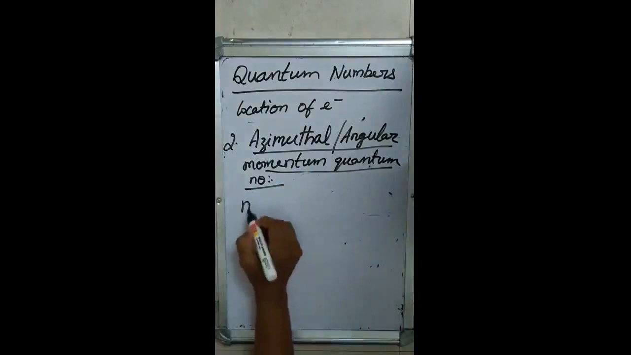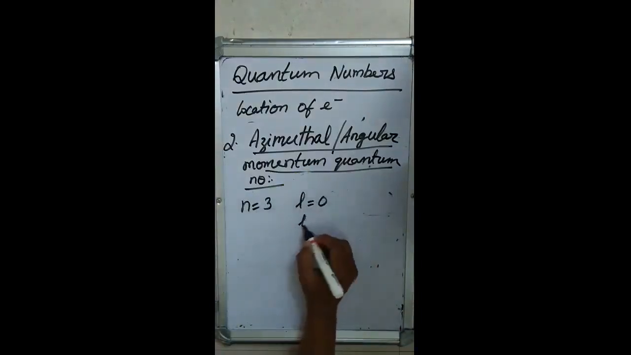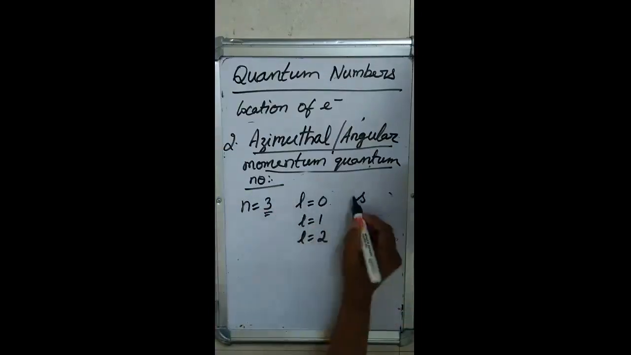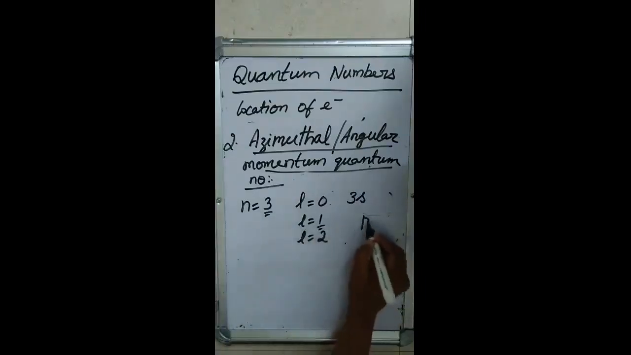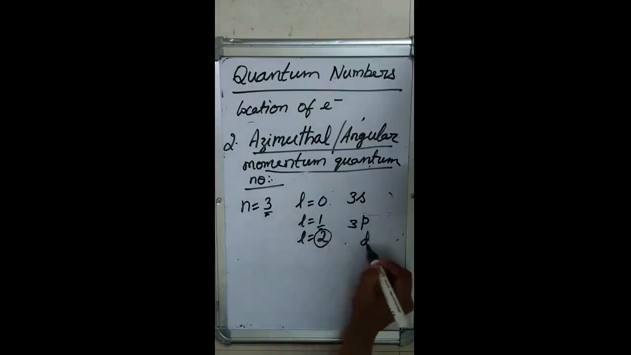Suppose n is equal to 3. How many values should you write? 0, 1, 2. So 0 means s subshell. Since n is equal to 3, it is written as 3s. L is equal to 1 means it is P. Since n is equal to 3, 3p you should write. Now 2 means d subshell, so it is 3d.